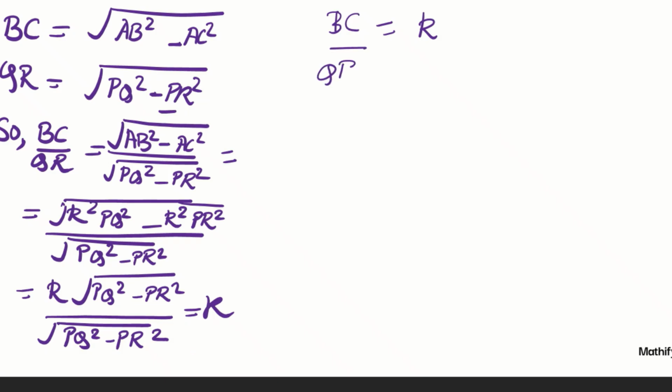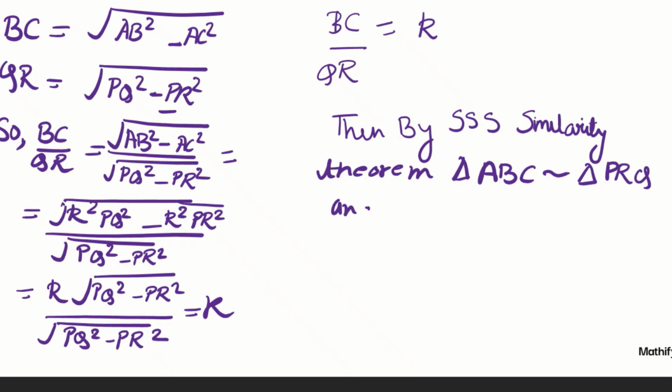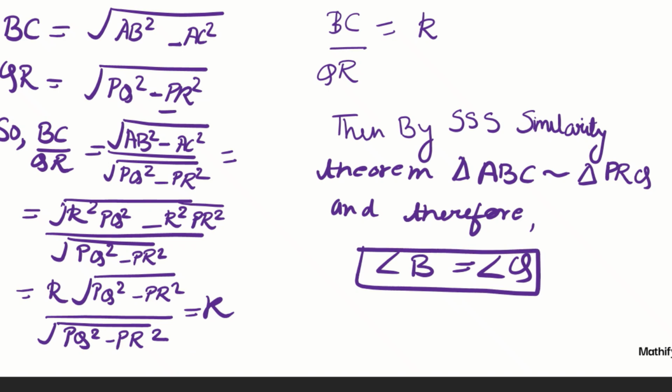So that means this BC over QR is equals to K. So then by SSS similarity theorem, side similarity theorem, triangle ABC is similar to triangle PRQ, and therefore if these two triangles are similar, it will give you angle B will be equals to angle Q, and that's what we have to prove. Okay.